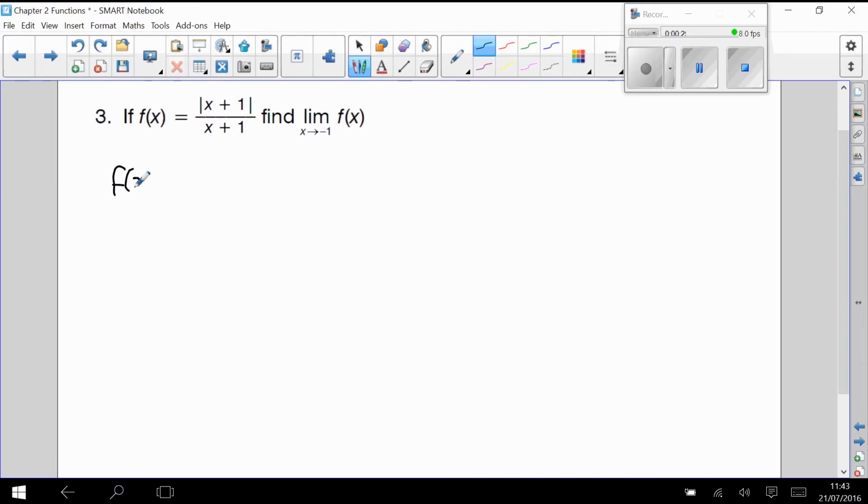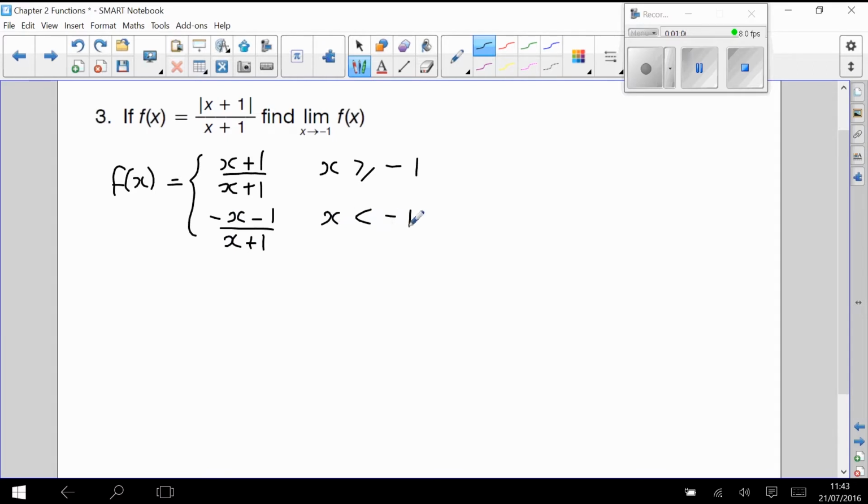So the function that's been given over here actually is going to be (x + 1) all over (x + 1) for x + 1 greater than or equal to 0. In other words, for when x is greater than or equal to -1. But it's going to be (-x - 1) all over the denominator for the x values that were less than 0 for the absolute value. In other words, when x is less than -1.